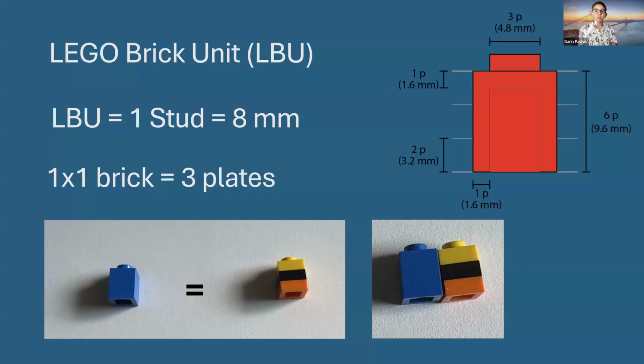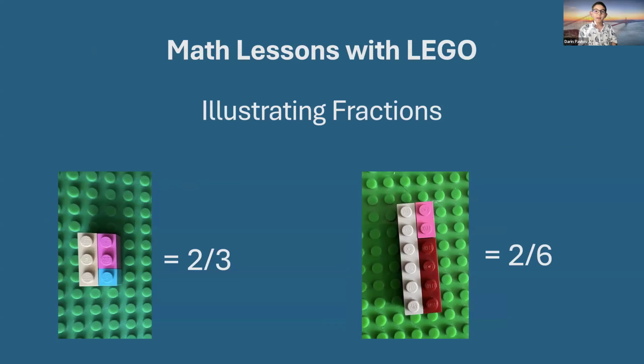In Lego, we use bricks and plates as main components. One brick equals 3 plates. After this introduction to Lego, let's jump to the first math lesson for today.